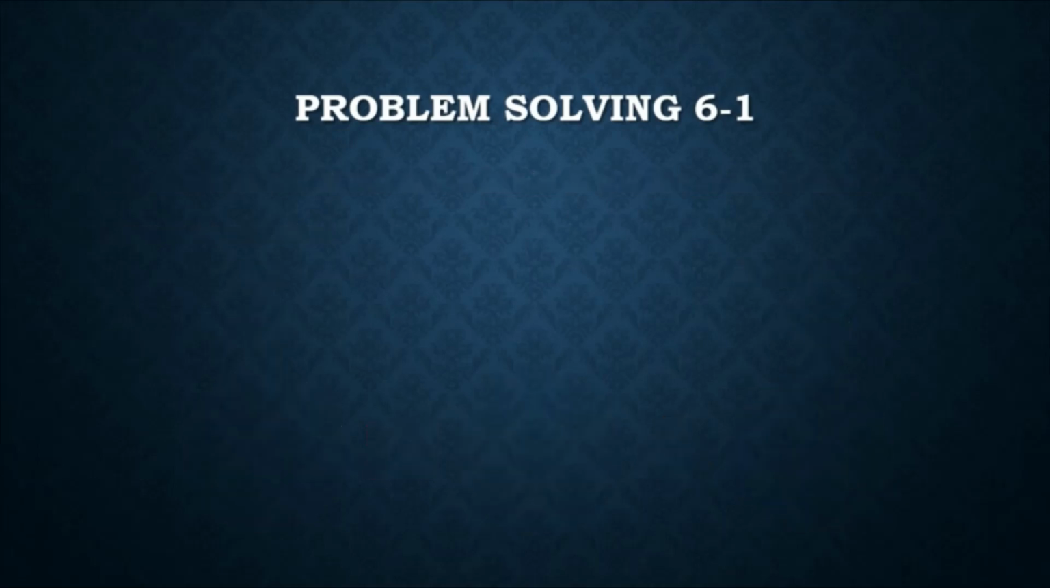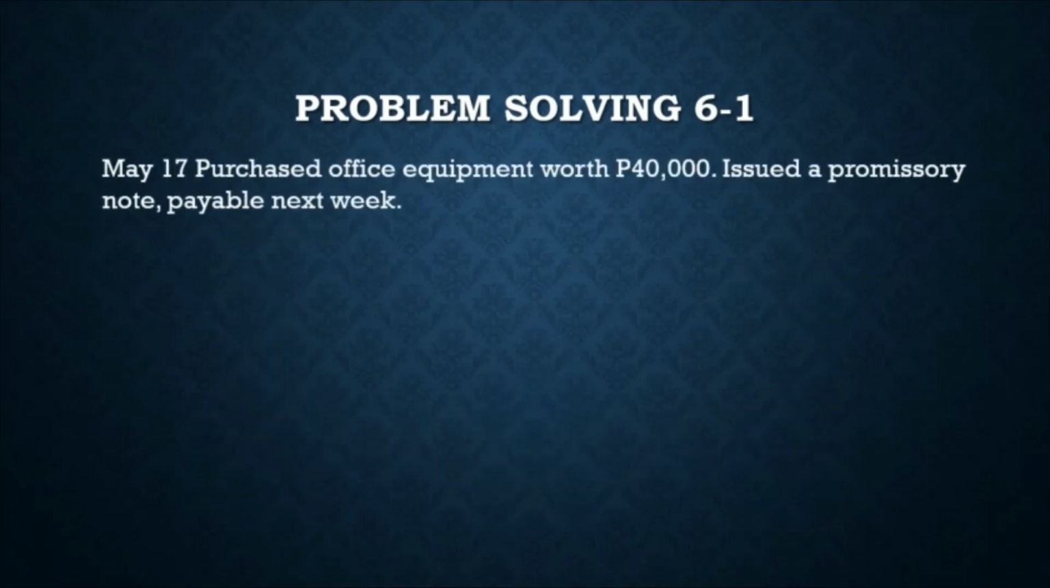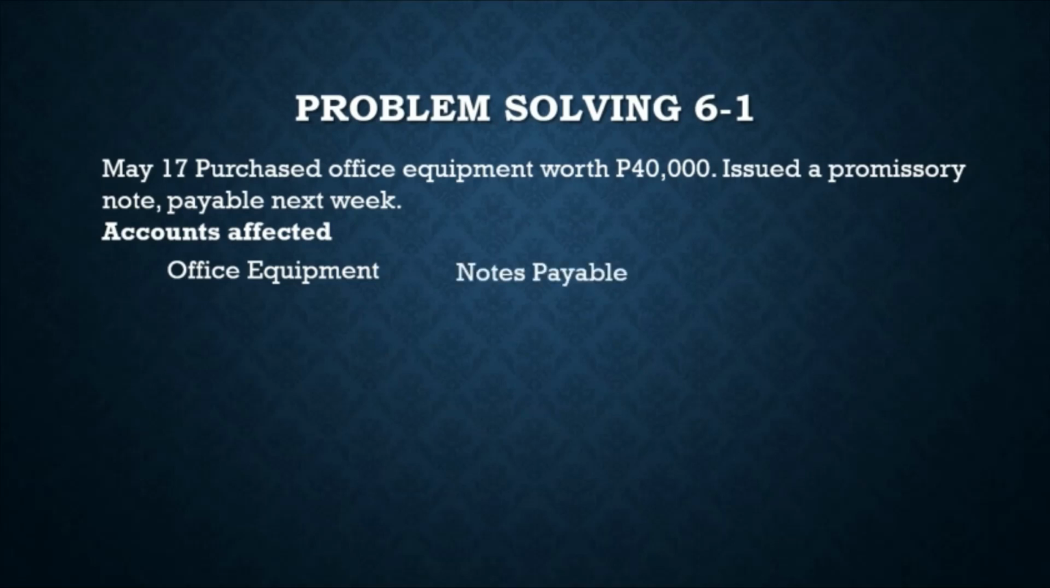Next naman, on May 17, purchased office equipment worth 40,000. Issued a promissory note payable next week. So yung accounts affected dito ay office equipment kasi bumili ng office equipment worth 40,000 and also notes payable kasi nag-issue ng promissory note which is payable next week.